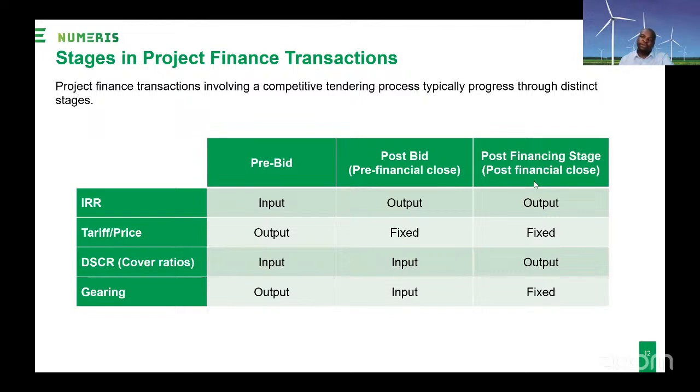Then we go to the operations. I can call it the operation stage or the post-financial close. At this particular stage, the IRR becomes an output. The tariff or the price is now fixed. Then you have your debt service coverage ratios. They become an output, and gearing by this time is fixed.